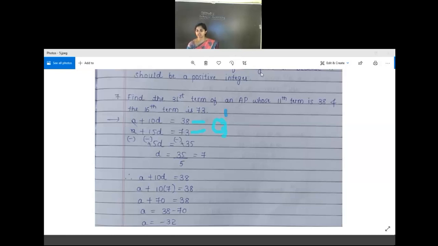Okay, any one equation you can substitute the D value. So here we took the equation 1, A plus 10D is equal to 38. Then A plus 10 into the D value, which is 7, is equal to 38. Then A plus 70 is equal to 38. Then A is equal to 38 minus 70. A is equal to minus 32. Now we got the value A is equal to minus 32. So A we got and D we got right now.